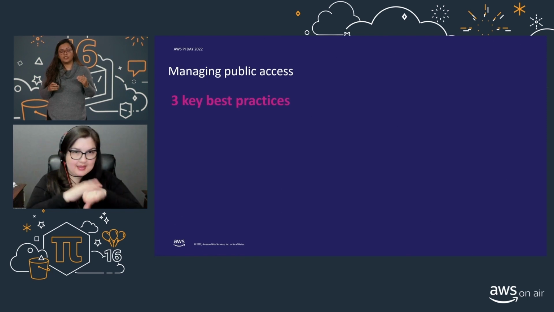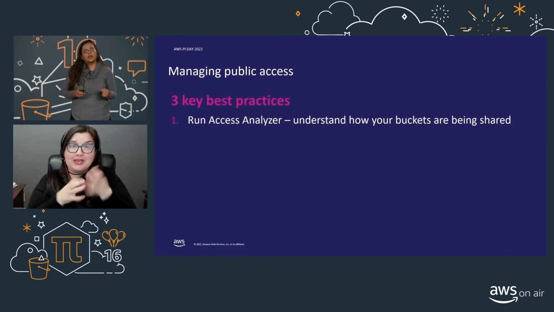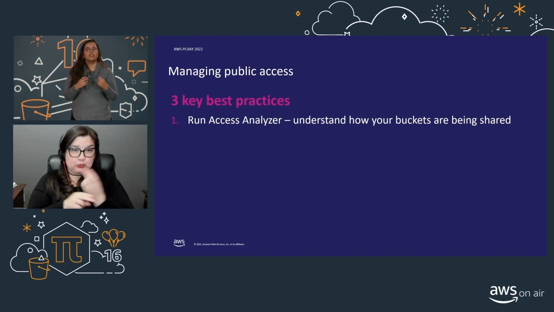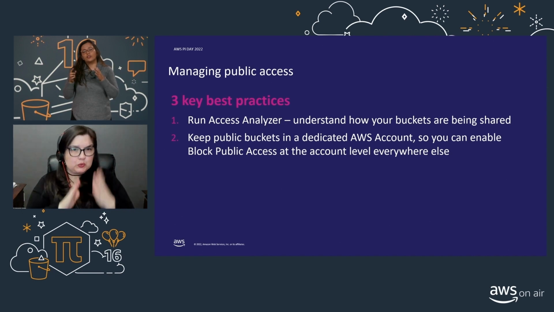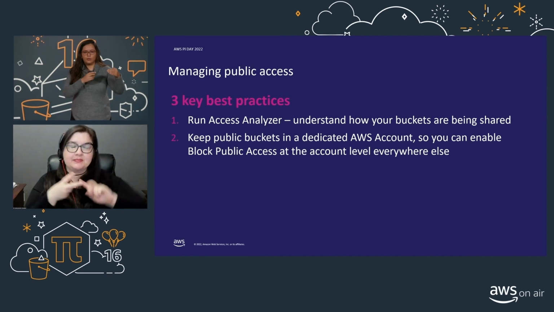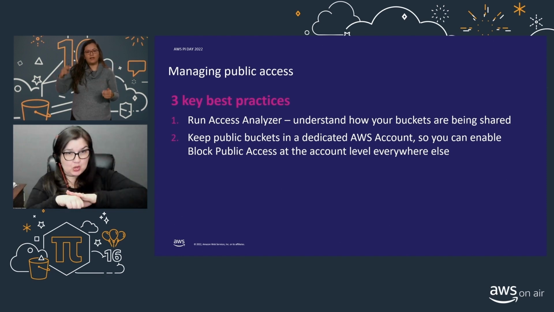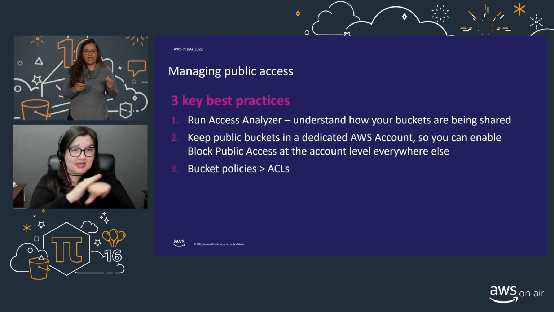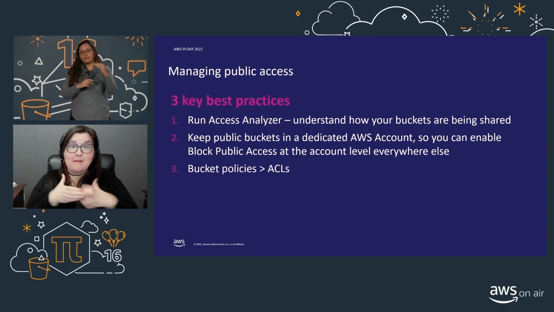So that was about managing public access. I would like to share 3 key best practices around that. First, you should use Access Analyzer to understand how your bucket is being shared across different AWS users and take appropriate action. Second, you should try and keep all of your public data in one AWS account so that you can turn on block public access at the account level everywhere else. And lastly, I would strongly suggest using bucket policies as your central place to manage access and disable ACLs everywhere.